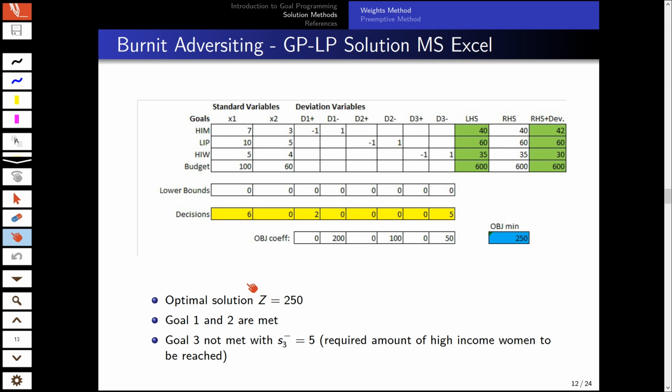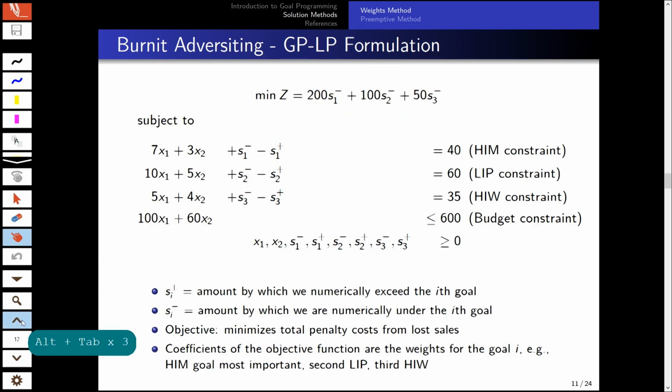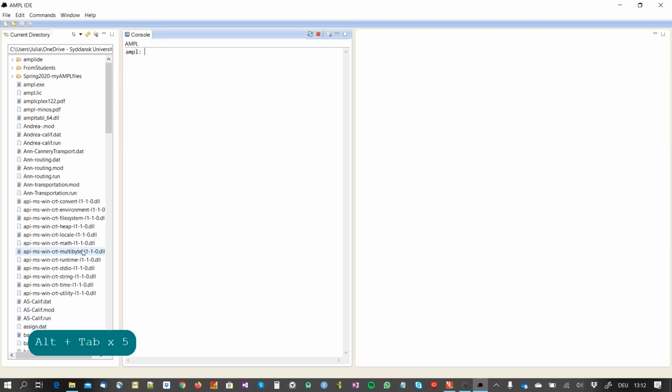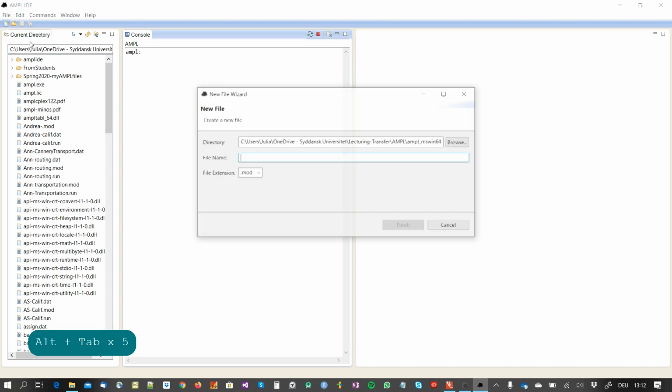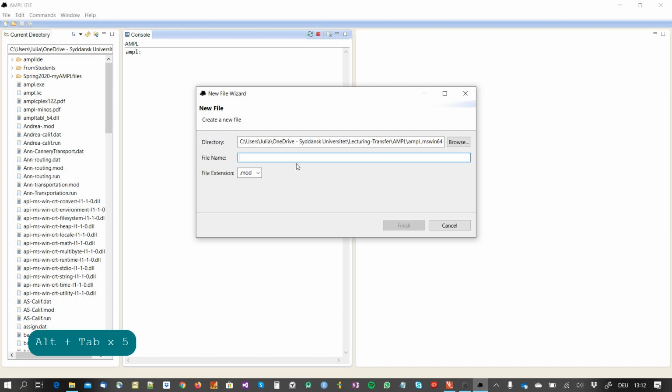Okay, so for this video, the focus is on how to implement this in AMPL, and this is what I'm going to show you right now. I prefer to have the mathematical statement in front of my eyes, so I'm going to have this one. I show it to you from scratch, so we are creating a model file. I'll call that goal programming version 0.